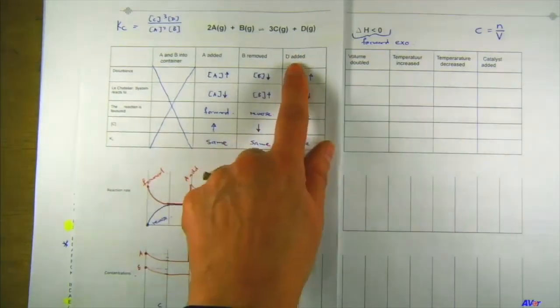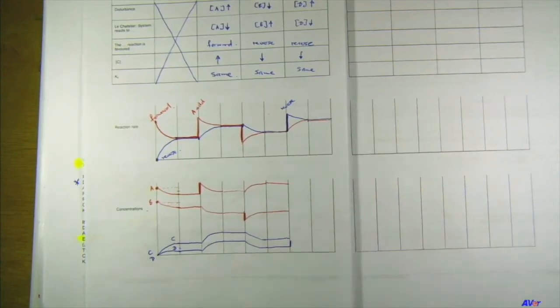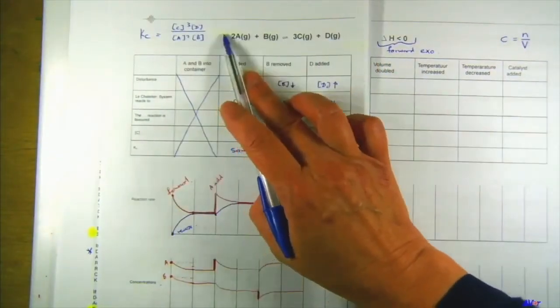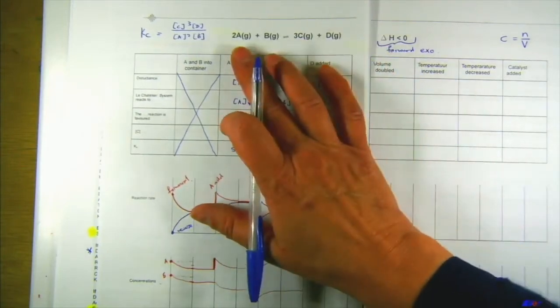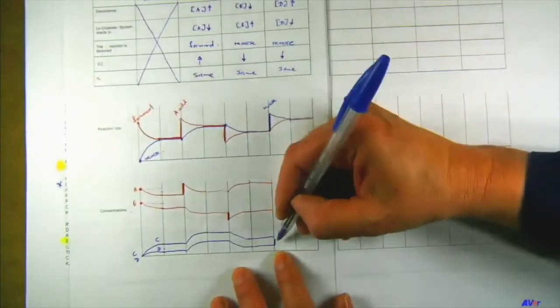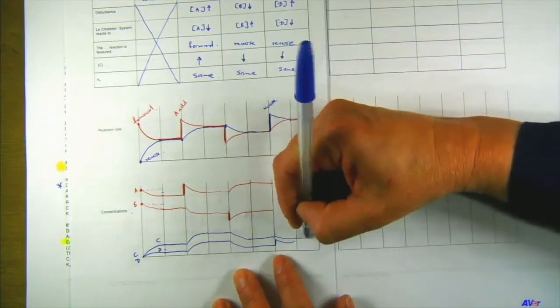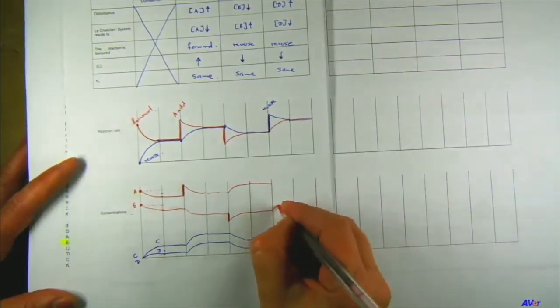We added D. At the moment that we add D, obviously the concentration of D must increase. It's going up. And if the concentration of D increases, now the system is reacting. If I put something in, it's going to try to make it less. So if I put in D, I'm favoring the reverse reaction. So C and D will decrease because they're being used. A and B will increase because they're formed. So C and D will be going a little bit down, and A and B will be going a little bit up.